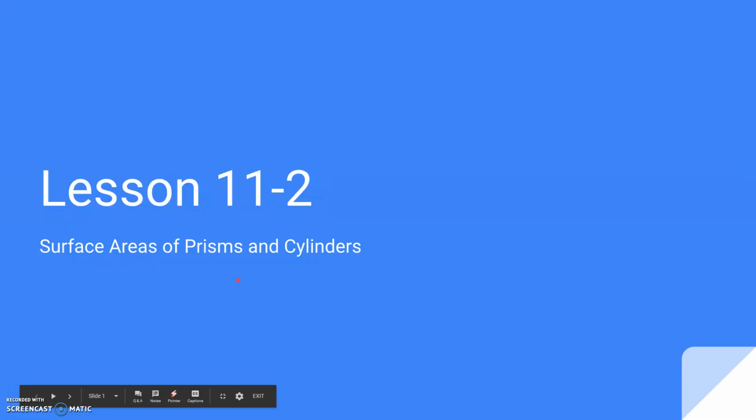Hey class, this is the first lesson of the surface area and volume unit, and today is 11-2. In the textbook we're going to be doing the surface areas of prisms and cylinders.